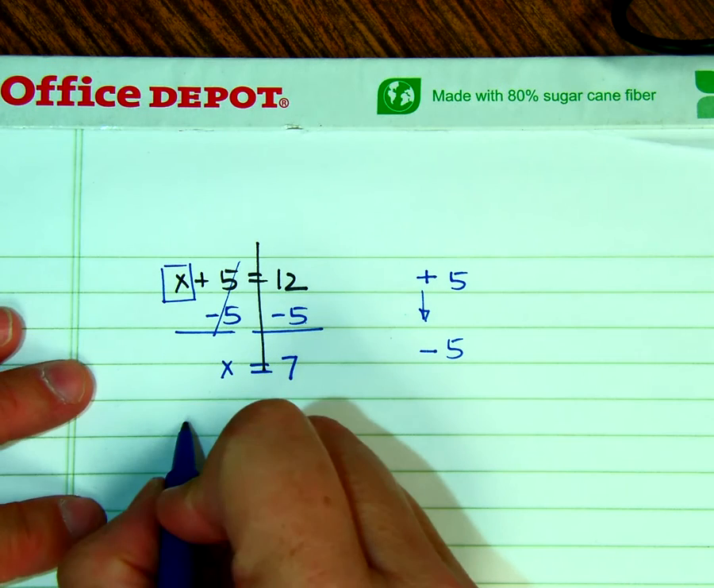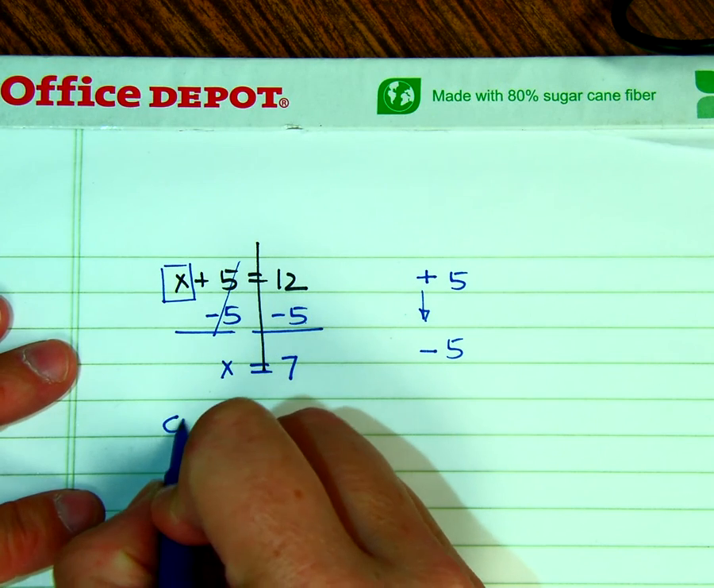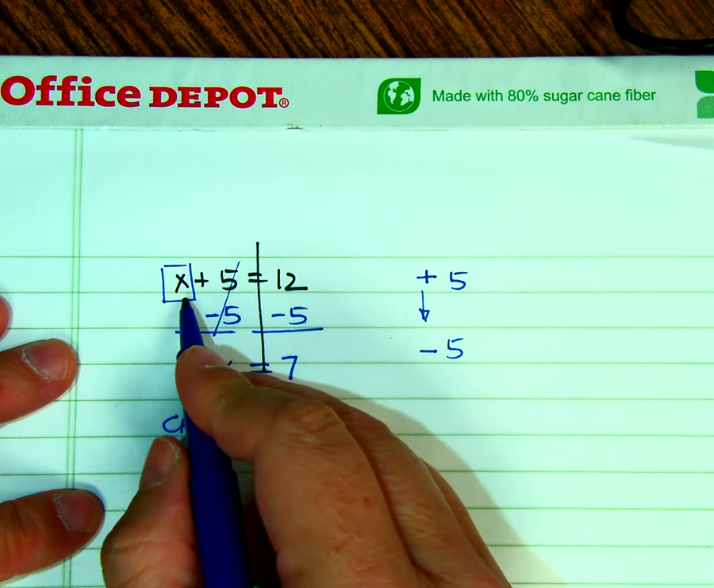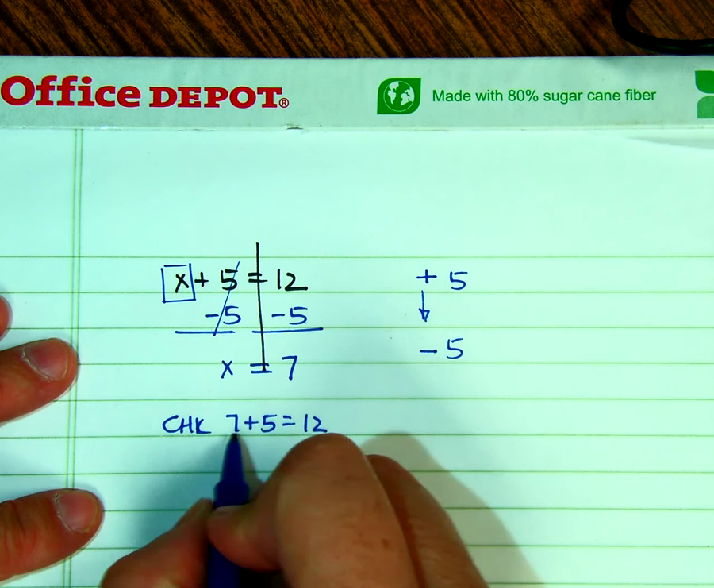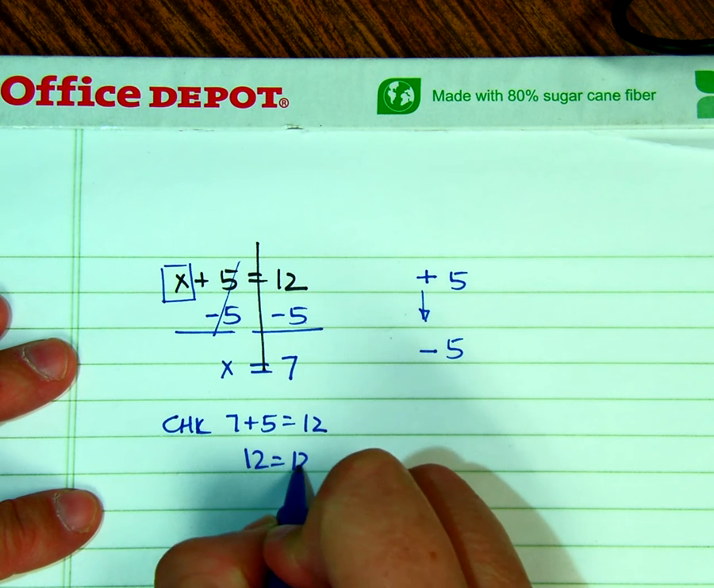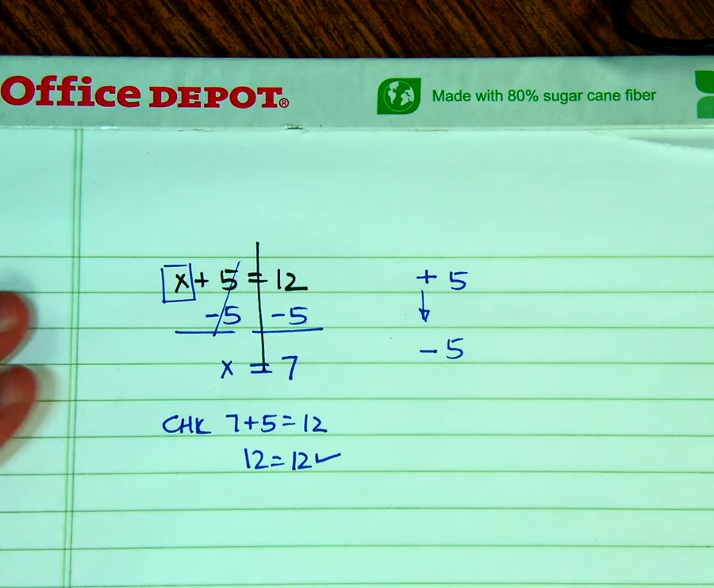So checking the work, put a 7 back in for your x. So 7 plus 5 equals 12, and 12 equals 12. It's exactly what I want.